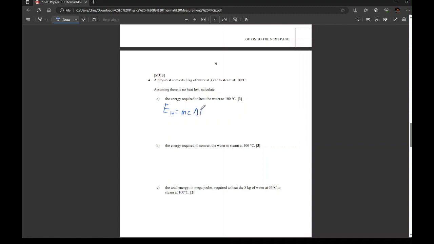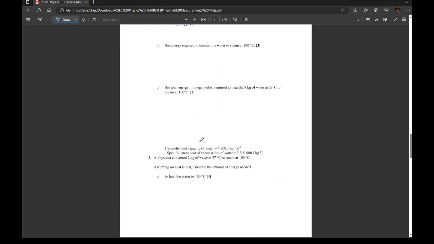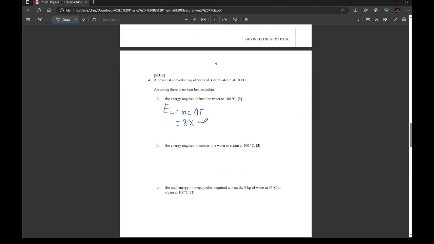Right? And that's going to be 8 kilograms, so we don't have to worry about that. And what they give us for the constant, 4,200. Okay, cool. Times 4,200 multiplied by the temperature change, which is going to be 100 minus 33. And then we can do the calculations.